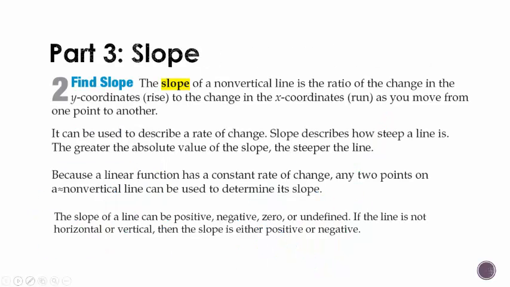So let's relate all of this to slope. The slope of a non-vertical line is the ratio of the change in the y-coordinates to the change in the x-coordinates. So you guys have heard these words a million times, rise and run. Because it's that ratio, that's where we come up with rise over run.